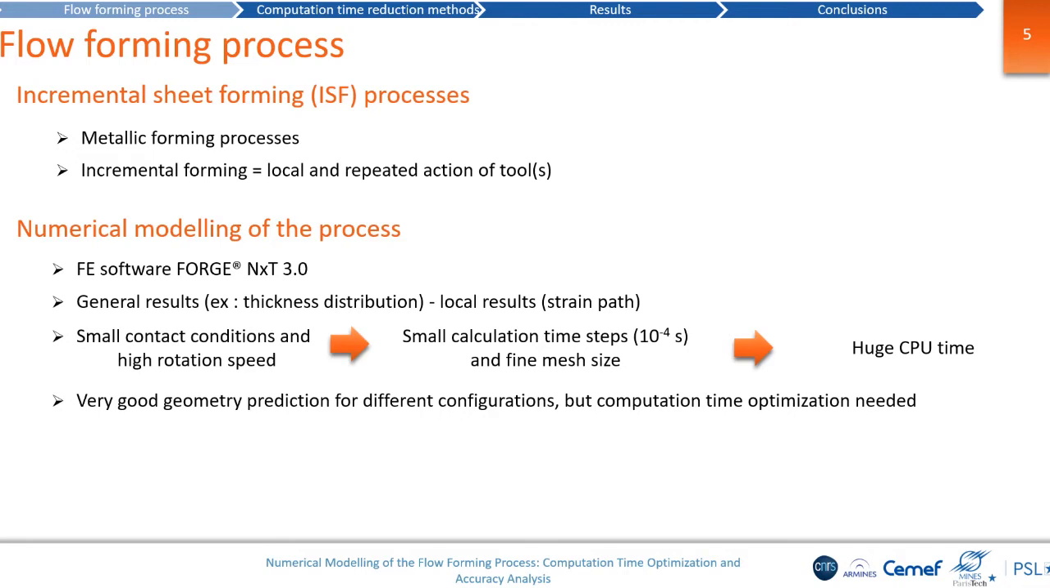We have a very small contact area between the roller and the sheet, and the roller is evolving at a very high rotation speed. As a conclusion, we have to use very small calculation time step. The value is 10 to the power minus 4, and fine mesh size in order to describe accurately the thickness and the local values. We are naturally leading to accurate but very large CPU time simulation, but we are able to predict accurately the geometry and also the evolution of the local values.